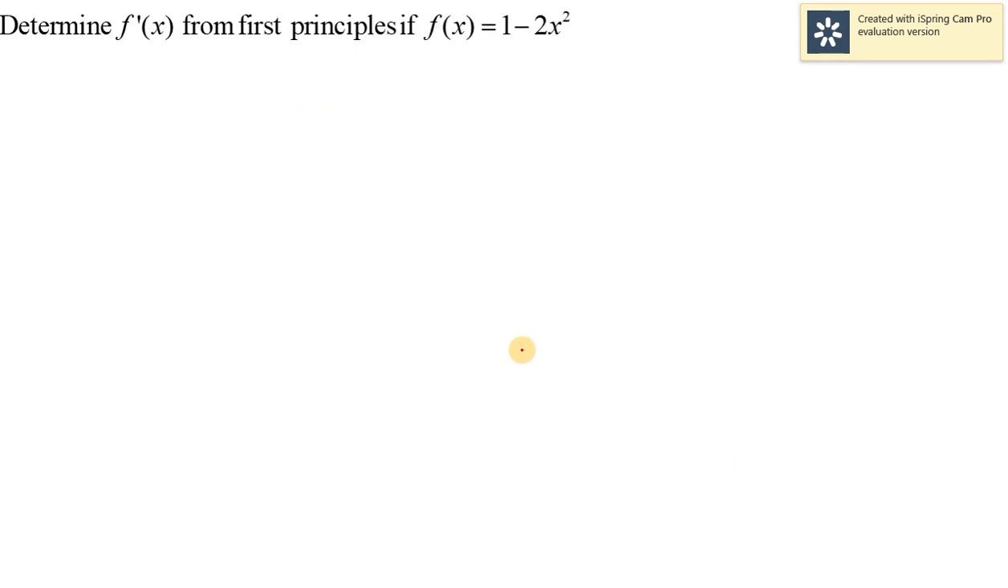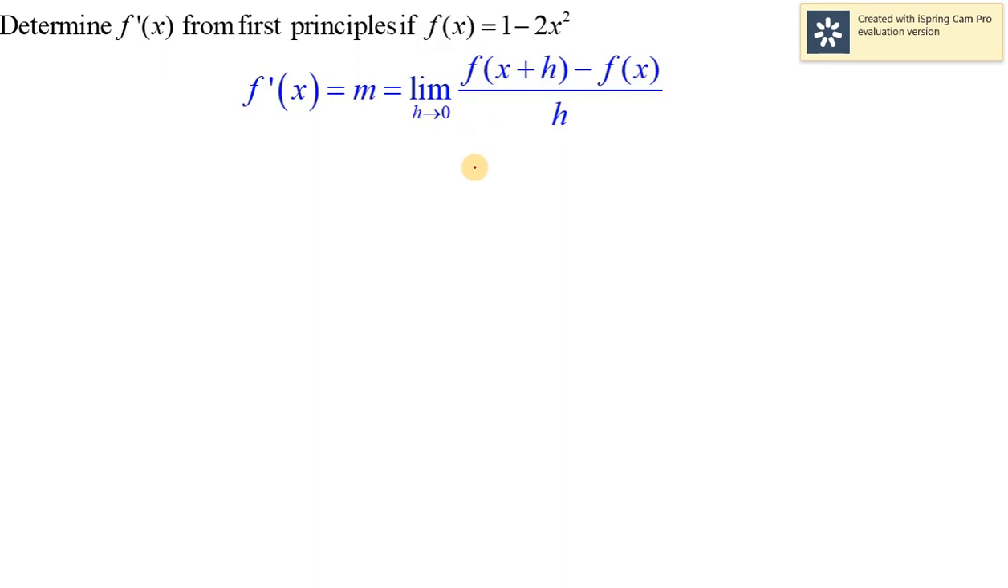Determine f prime x from first principles if f of x is equal to 1 minus 2x squared. Or it could be minus 2x squared plus 1. I know first principles, the formula that I need to use. I know that I'm going to start off by first calculating the value of f of x plus h.